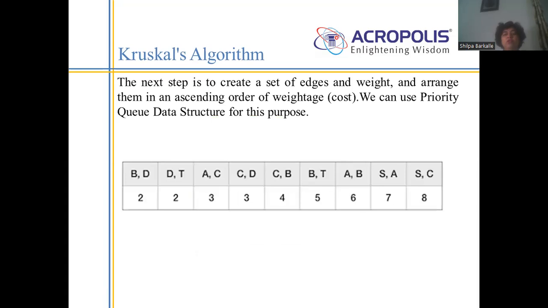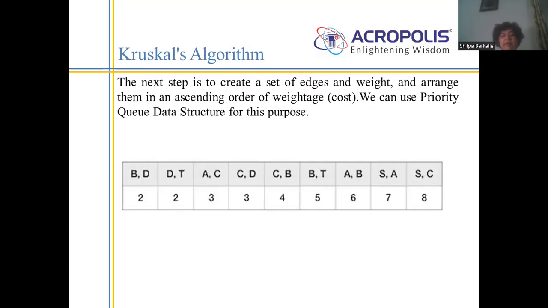Now, let us move to the next step. And what was the next step? To arrange all the edges in ascending order of their weight. Here we can use the priority queue data structure, and in this way we can arrange all the edges that we have. Okay. So here we are getting the least cost as 2 and the highest is 8. Now we will start adding edges to the graph, to the tree, sorry.